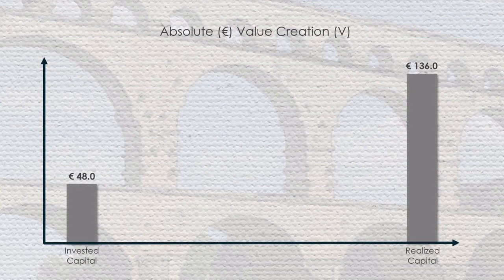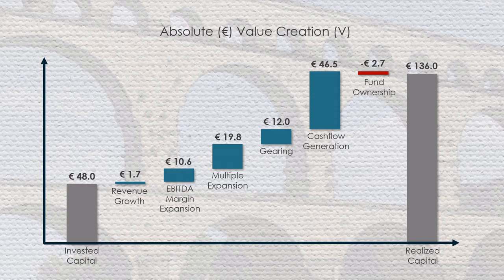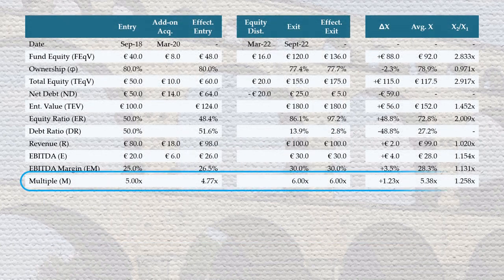They give us the following value bridge in Euro, where the difference between the 48 invested and 136 realized includes 46 of cash flow generation, 20 multiple expansion, 12 from debt amplifying equity gains, 10 from improving the company's EBITDA margins, and relatively minor revenue growth and equity dilution. Going back to the table shows that the 20 million of multiple expansion comes from increasing the blended valuation multiple from 4.77 to 6.0.